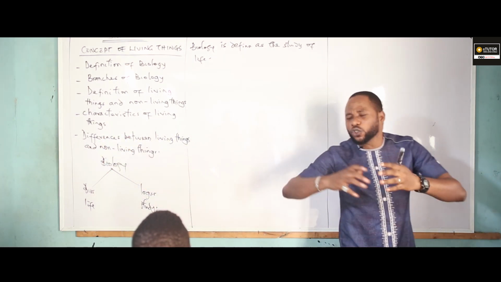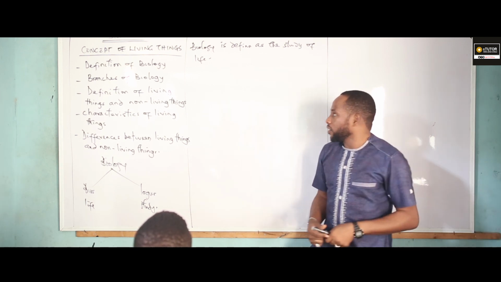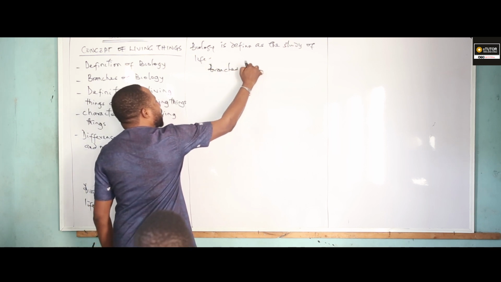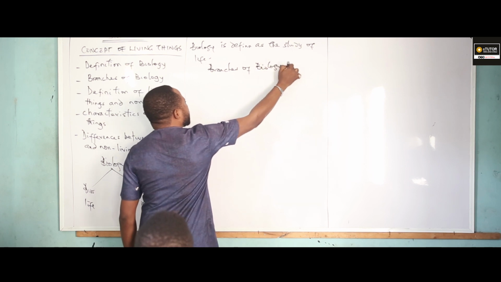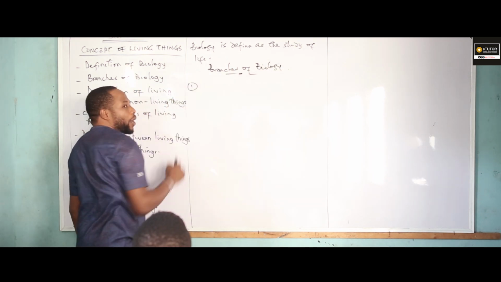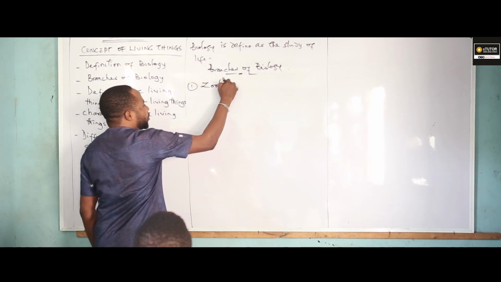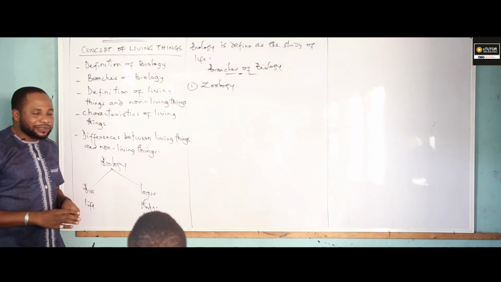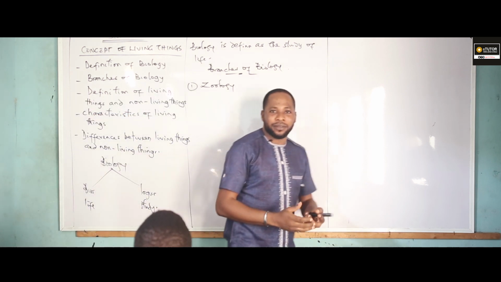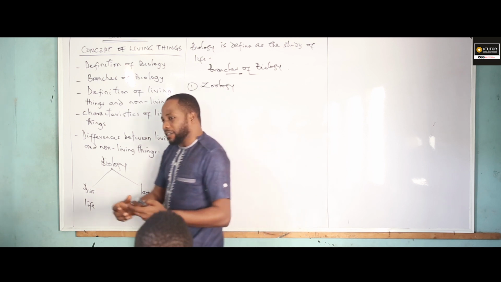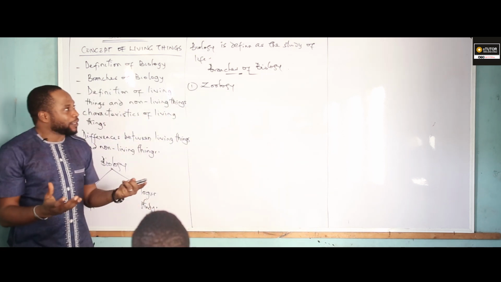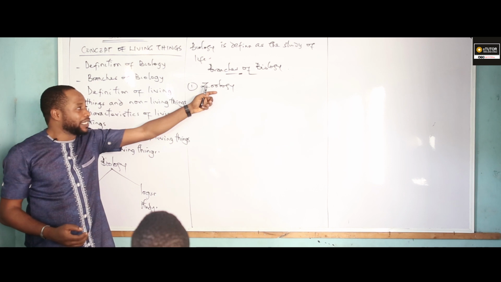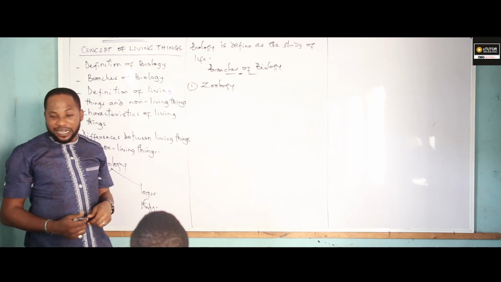So it has so many branches, just like a tree with branches. The branches of biology include, number one, zoology. What is the meaning of zoology? Zoology is a branch of biology that studies animals: the structure of animals, the behavior of animals, the physiology of animals. Everything about animals is studied under the branch of biology called zoology. And the people that study zoology are referred to as zoologists.